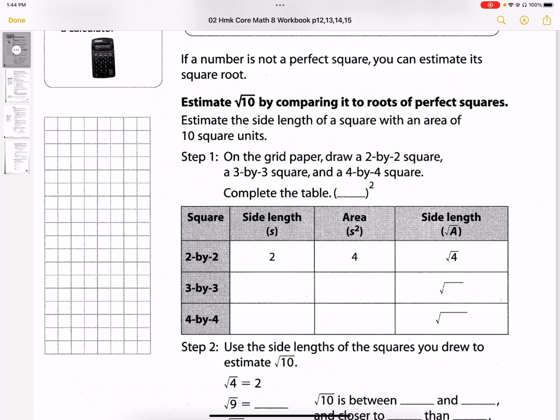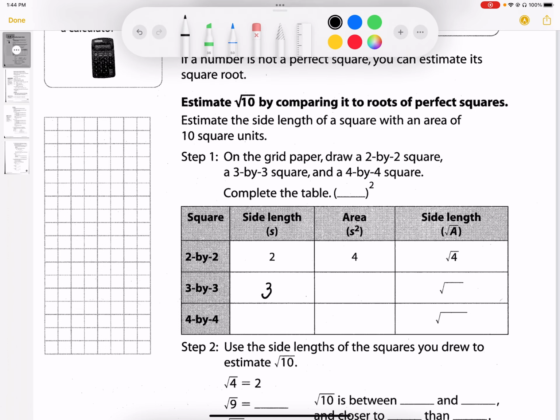So here we have a 2 by 2 square. We're going to get 4, and the side length is going to be square root 4, which is 2. 3 by 3 is going to give us a side length of 3. The area is going to be 9, so if I'm not sure, I can draw out my 3 by 3 square, and I can calculate 9 squares. And the side length is going to be square root 9, which is equal to 3.